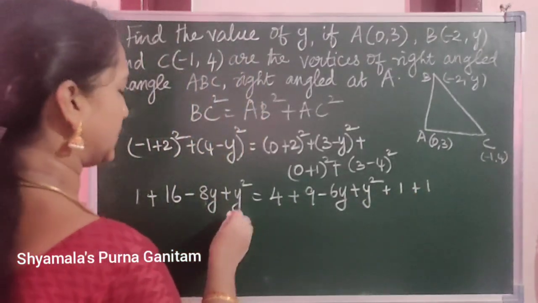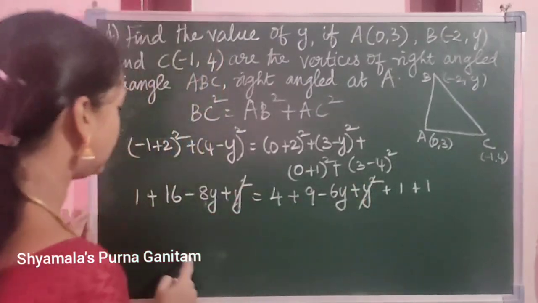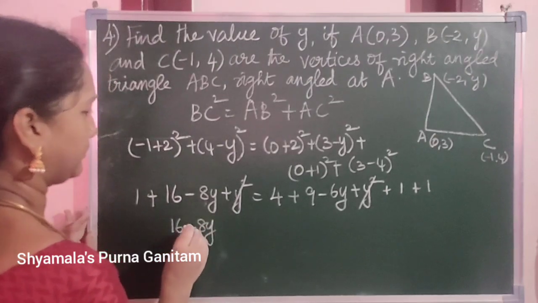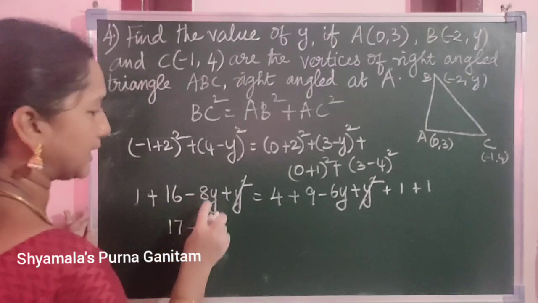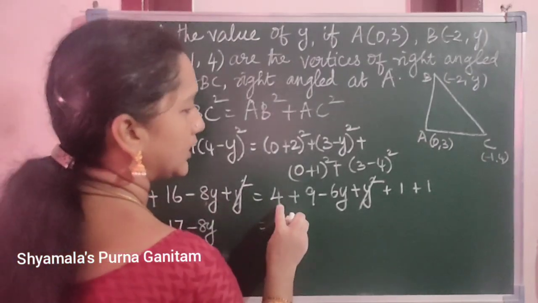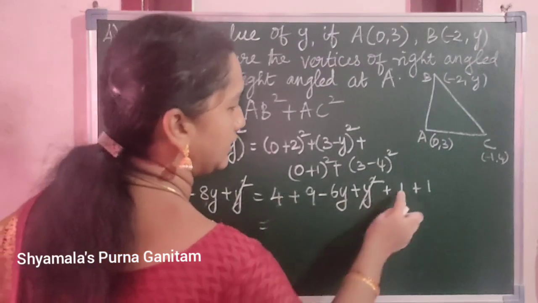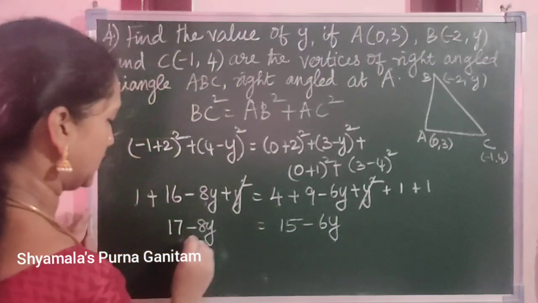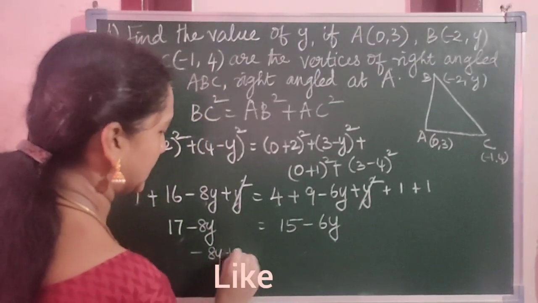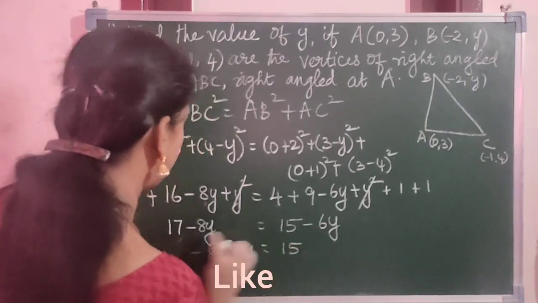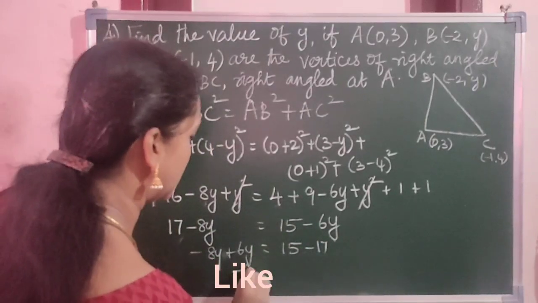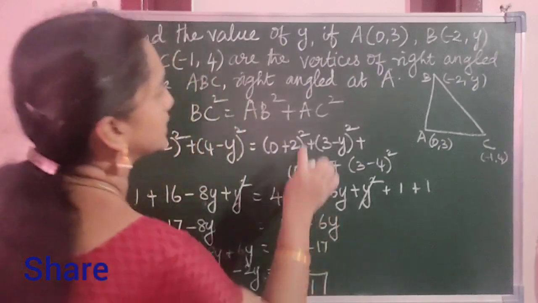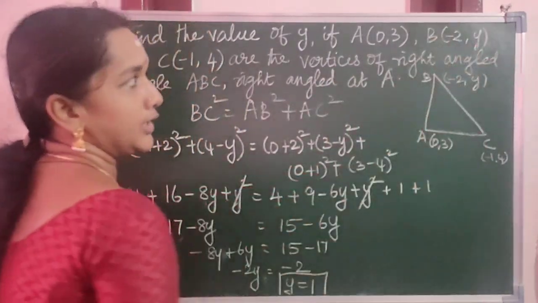Now we simplify this. So y squared and y squared will get cancelled. And then 16 minus 8y, 16 plus 1 is 17, so 17 minus 8y is equal to 4 plus 9, 13, 14, 15. So this side it is 15 minus 6y. So minus 8y plus 6y is equal to 15 minus 17. So this is minus 2y is equal to minus 2. So my y value is 1. So this is the y point for the B coordinate.